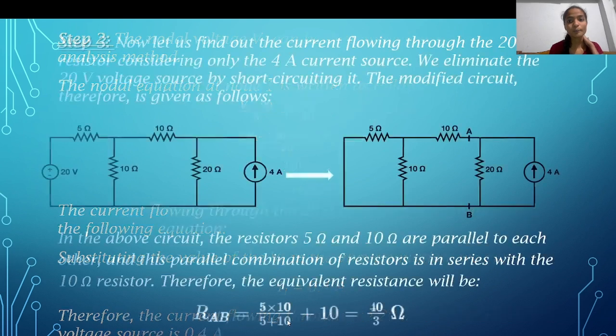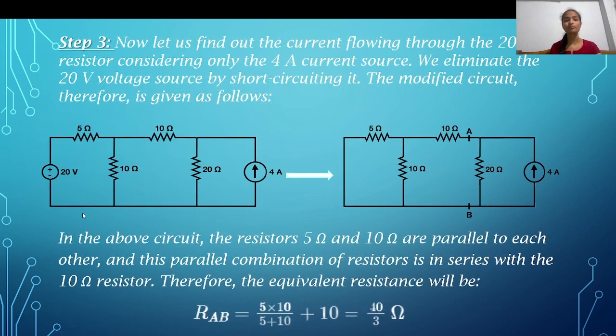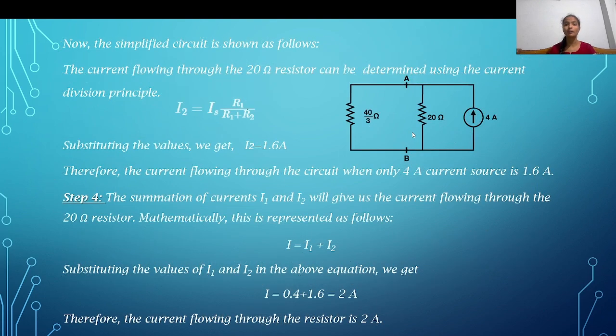Now next, we'll consider the 4 ampere current source separately, and the voltage source is short circuited. So the 5 ohm resistor and the 10 ohm resistor are in parallel, and this is in series with the rest. Here consider these two points A and B. So RAB is 40 by 3. So here is the modified circuit diagram. So these two are in parallel.